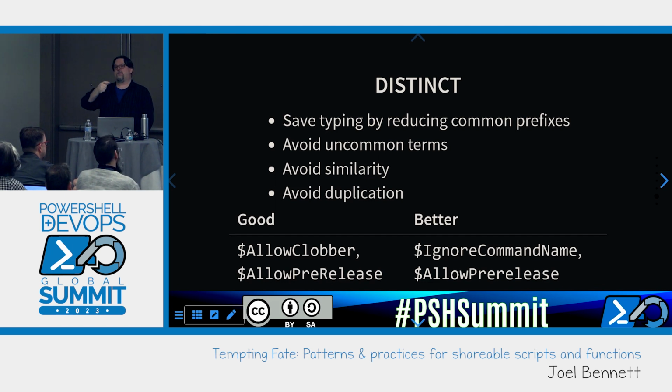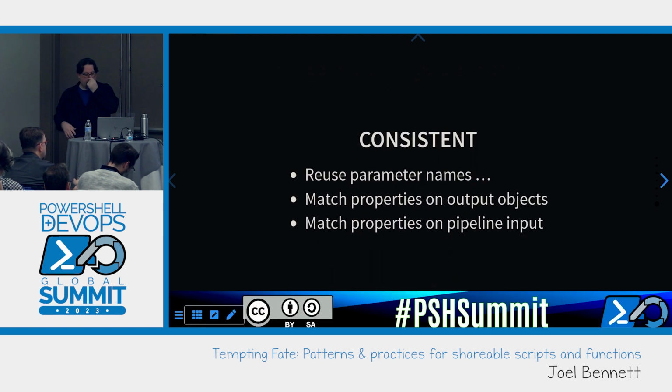So, and again, I don't know if you know this, hopefully you do. In PowerShell, you can type as little of the parameter name as is necessary to make it distinct. You don't have to tab complete the whole thing when you're at the command line. So if it was called ignore command name and allow pre-release, you would have typed -I, and that's it. You wouldn't have to type the whole rest of it. So avoid similarity, avoid duplication at the front. And avoid uncommon terms. One of the things to keep in mind through all of this is that you want to be consistent.